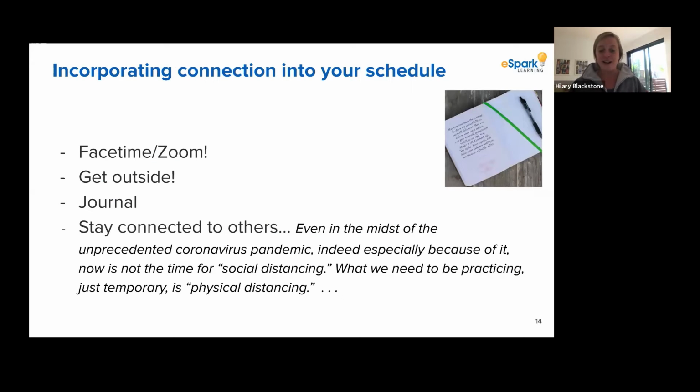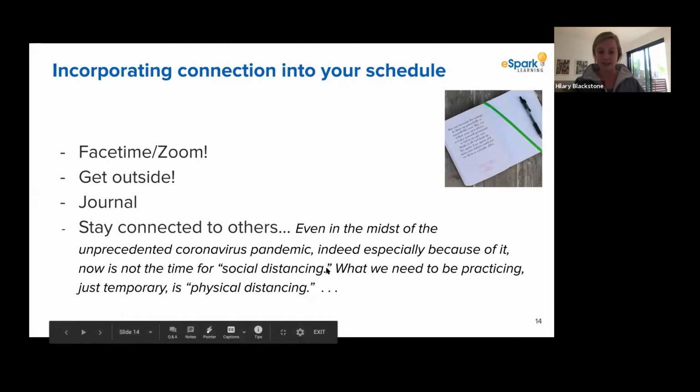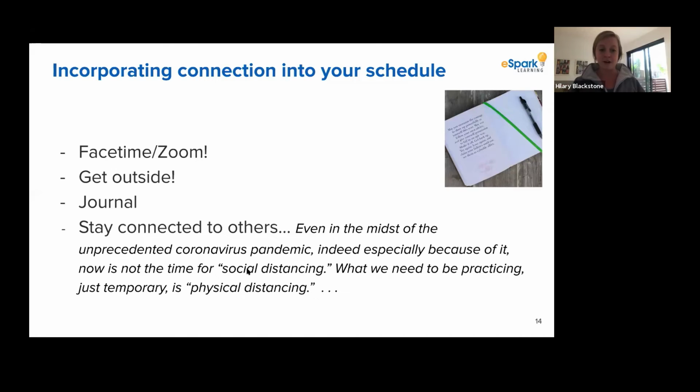Part of what we find important in our schedule and structure is some time to incorporate connection. So add in for yourselves as well time in your schedule to FaceTime with other people, to get outside, maybe to journal. I'll leave us with this quote for this section here. "Even in the midst of unprecedented coronavirus pandemic, indeed, especially because of it, now is not the time for social distancing. What we need to be practicing, just temporary, is physical distancing." So reminding ourselves that this connection to others is so essential and really helpful. So make sure you're incorporating that into your own schedule as well.